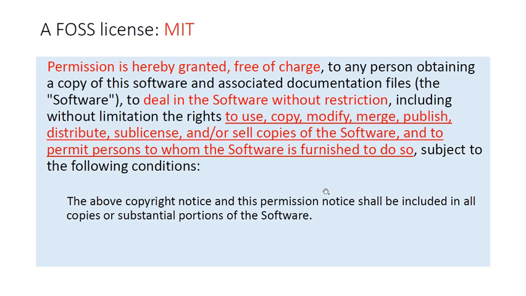Another example is the MIT license, which is a bit more complete and sets out specifically all the things you can do: use, copy, modify, merge, publish, distribute, sublicense, even sell copies of the software, and to permit other people to do so with the single condition of maintaining the copyright notice and the disclaimers.